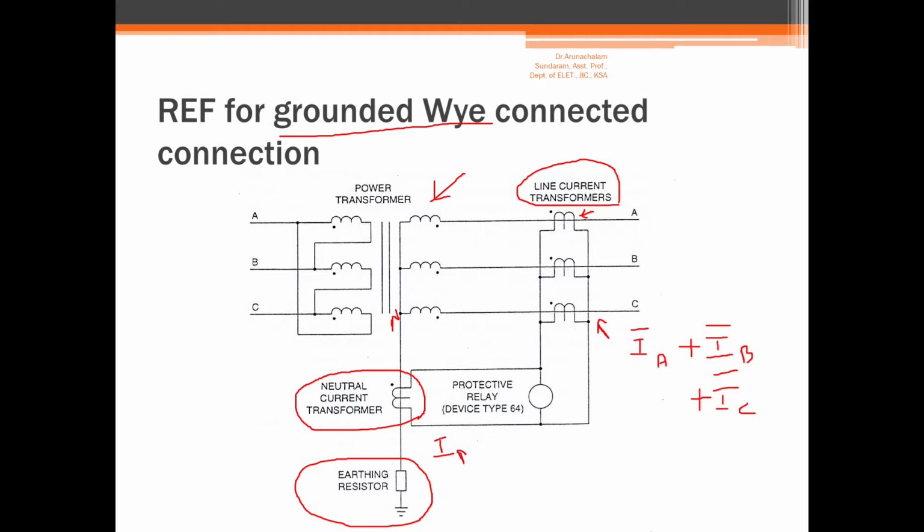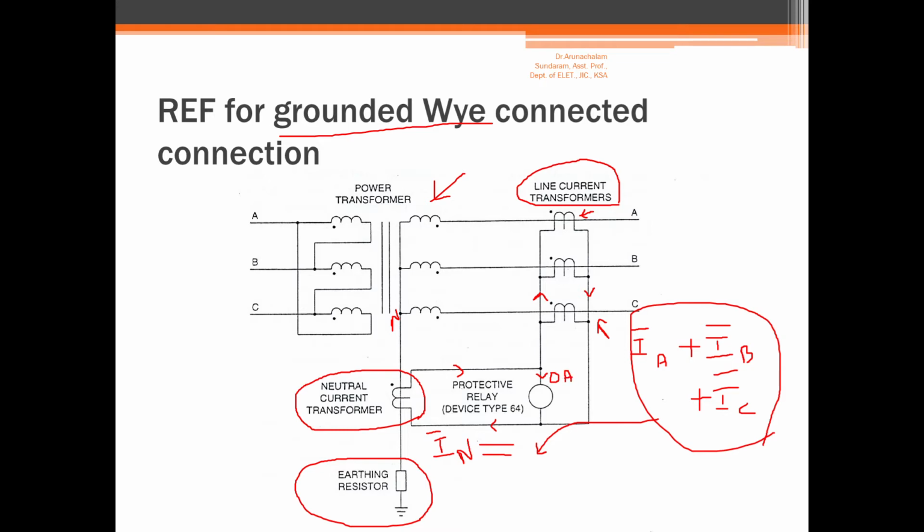So under normal condition, even if these currents IA, IB, IC are balanced or unbalanced, no problem. The neutral current is always equal to the sum of these three currents under normal condition. So this is the point. Under normal conditions, it is similar to the circulating current scheme. So the current will circulate in these windings, and the neutral current is exactly equal to the sum of these currents IA plus IB plus IC. So the neutral current will cancel the IA plus IB plus IC. Under normal condition, the current flowing through the relay will be 0 amperes. So this is the normal working condition.